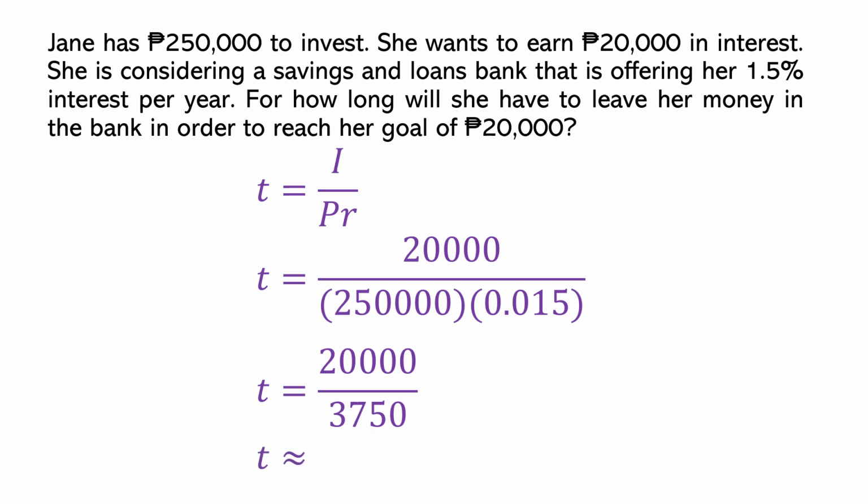So we'll just round off our answer, which is approximately equal to, so we're using that symbol if we are rounding off since we don't have the exact answer anymore. So we round it off to 2 decimal places, so it will be 5.33 approximately in years. So for Jane to get an interest of 20,000, she has to wait for 5.33 years.